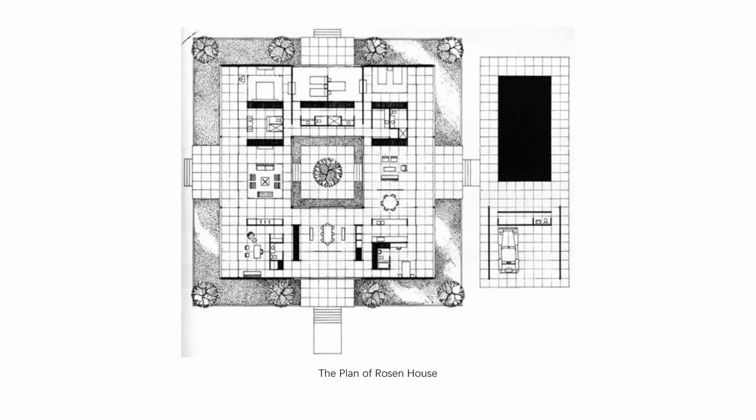The living space surrounds the central courtyard and forms a square. The garage and swimming pool are independent of the main building to facilitate people's travel and outdoor activities. In the main building, Craig Elwood designed a living room, 2 dining rooms, a study room and 5 bedrooms for the Rosen family, 3 children and a housekeeper.